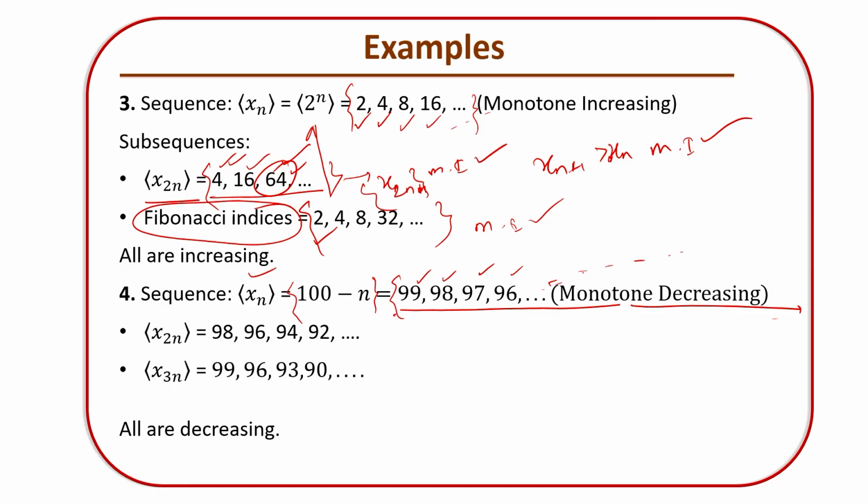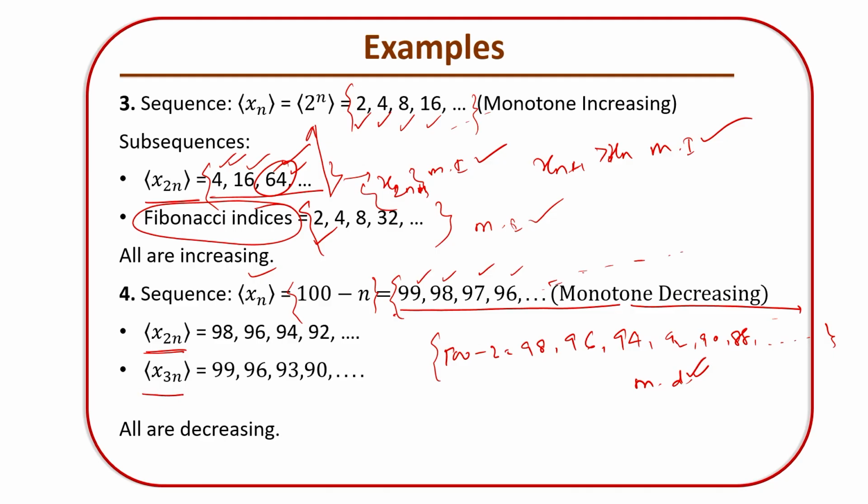Now consider x_{2n}, the even index terms. What will be the first term? n equal to 1 gives you 100 minus 2, so this will be 98. Similarly the next one is 96, then 94, 92, 90, 88 and so on. Now look at the terms. This is a decreasing sequence, so this is a monotonically decreasing sequence.